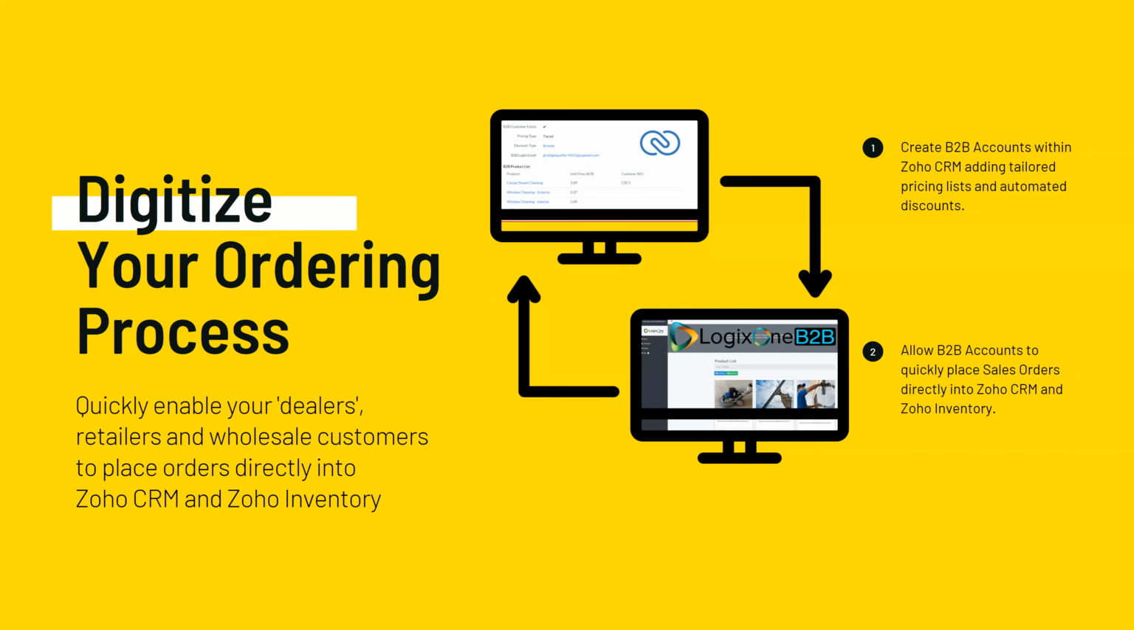The LogixOne B2B portal for Zoho CRM basically digitizes your entire ordering process. You can very quickly enable your dealers, retailers, or wholesale customers to place orders directly into Zoho CRM or Zoho and then Zoho Inventory. Basically what happens is you create B2B accounts inside the CRM, you publish these, and then enable access to those accounts to log into their own dedicated, tailored portal, and then enable them to place orders.